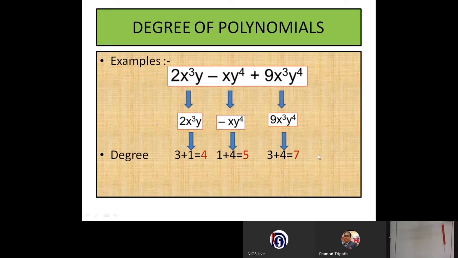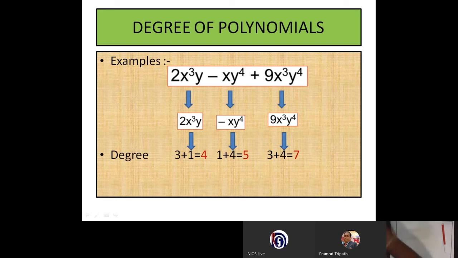So the sum will be 1 plus 4, that is 5. And the third term, 9x cubed into y raised to the power 4. The exponent of x is 3 here, the exponent of y is 4 here. So the sum of the exponents 3 plus 4 is 7. So the degree is 7. Therefore, you can easily see that for the first term the degree is 4, for the second term the degree is 5, and for the third term the degree is 7. These are the degrees of each term in this polynomial.